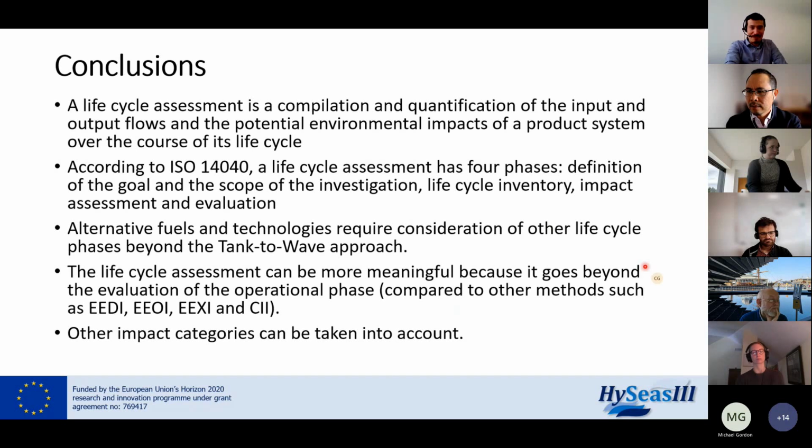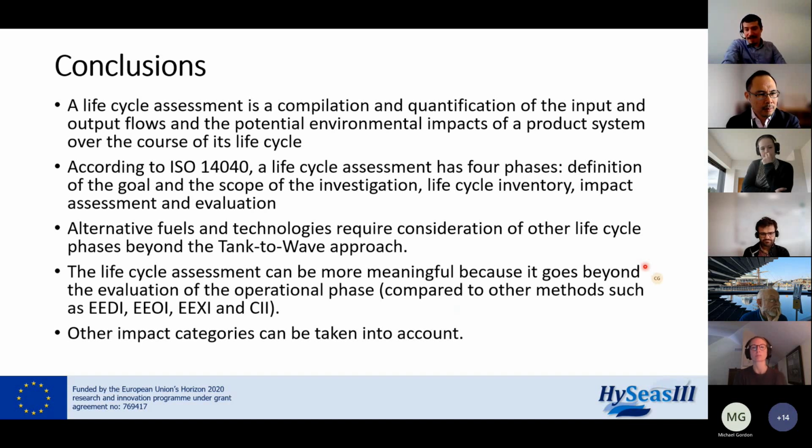Finally, some conclusions. First, life cycle assessment is a compilation and quantification of the inputs and outputs of, and can give some information on the potential environmental impacts of a product system over the course of its life cycle.